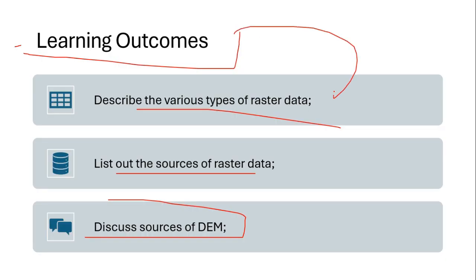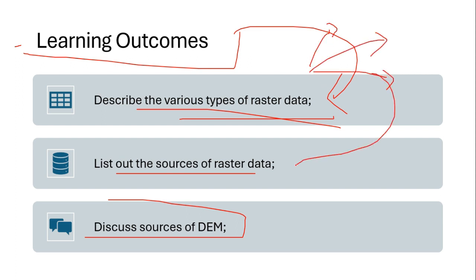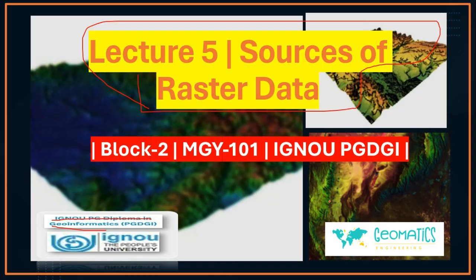So from this lecture we now know the various types of raster data like satellite imagery, some derived products, DEM data, and we know the different sources of raster data from where we can download these data sets. We have also discussed the different sources for DEM data sets. So that's all about this lecture.